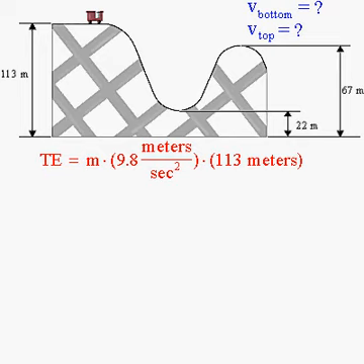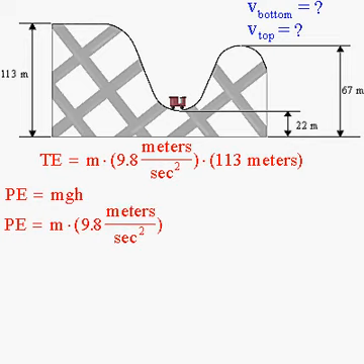Well, let's see what happens when the roller coaster goes to the bottom of the hill. Its total energy is still given by the expression we've got there, but now its potential energy has changed. Once again, potential energy is given by mgh, but now potential energy is m, we still don't know m, times g, 9.8 meters per second squared, times h, which is now 22 meters. So now that's the expression for potential energy.